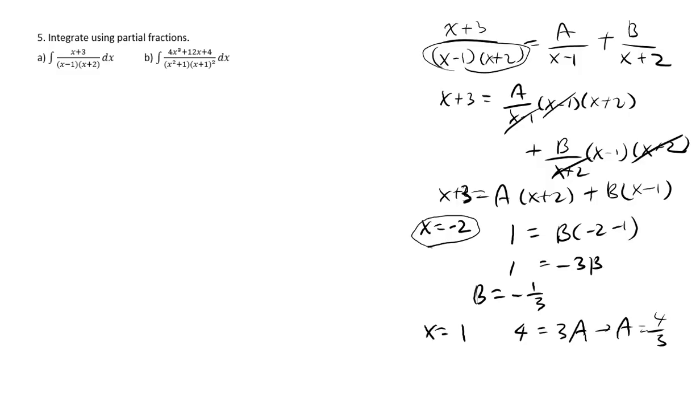Okay, so now that we have the values of a and b, what we get is that the integral of x plus 3 over x minus 1 x plus 2 is the same as a over x minus 1, and a is 4/3, so it's 4/3 over x minus 1 plus negative 1/3 over x plus 2.